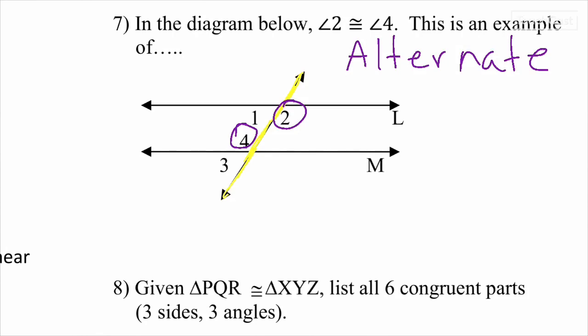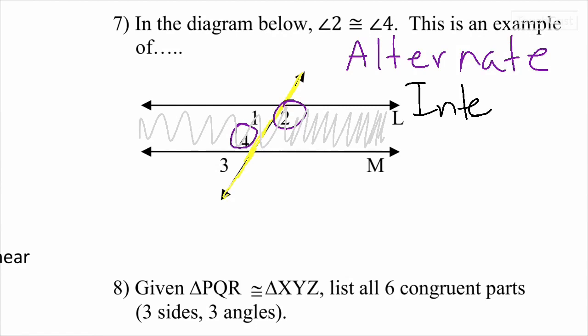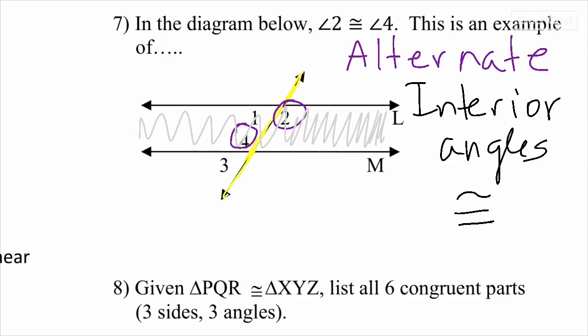And then I know that they're both in between the two parallel lines. This is the in between, the interior, and they're in between them, so they're alternate interior angles. And they are congruent. Same side interior, same side exterior, linear pair, supplementary, 180.